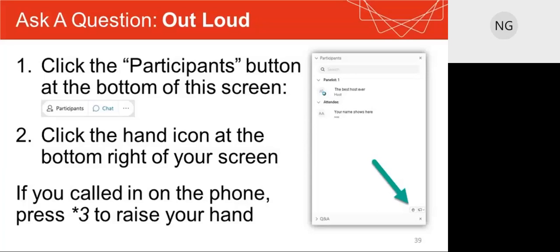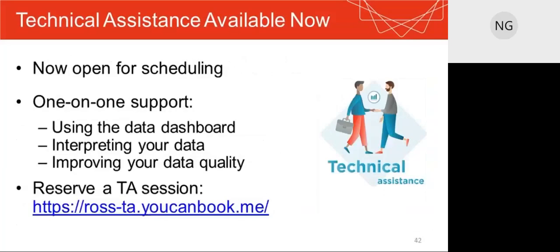Also see a question about how to schedule a TA session, and I will jump ahead to that slide, come back to it in a moment. These are available on a first-come, first-served basis, and you can book them at ross-ta.youcanbook.me. I think that's all that I'm seeing in my Q&A. Caroline, are there any others? I'm not seeing any other questions right now or any hands raised.